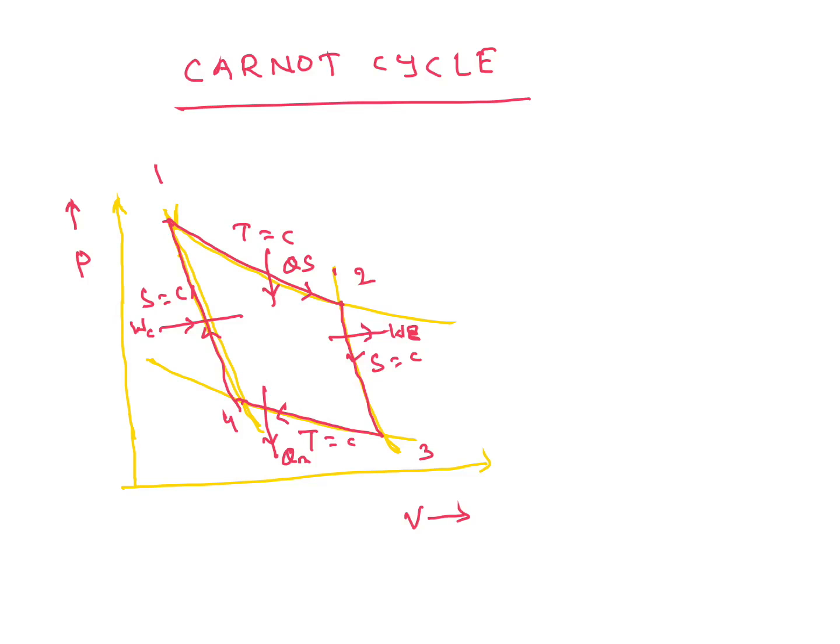Here you have to remember two isothermal processes and two isentropic processes, constant temperature and constant entropy. In ISRO, they won't ask you problems based on air standard cycles, so you just remember the basics based on the graph.